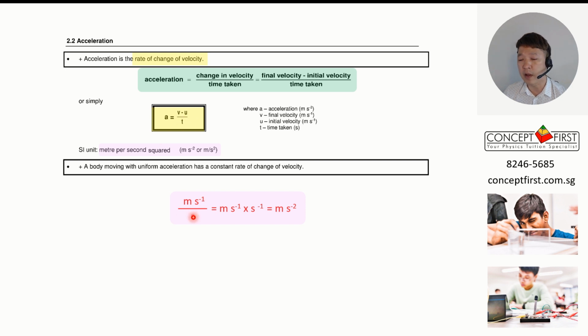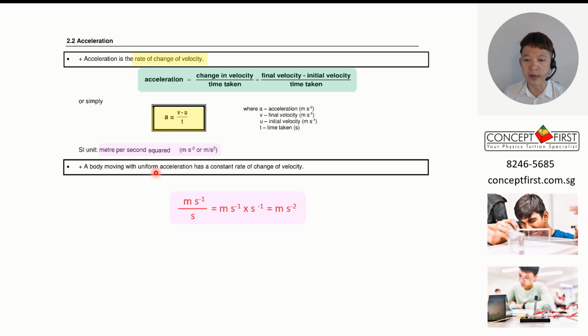Now if you're familiar with the laws of indices, we have 1 over s is equivalent to s to the power of -1. So when you multiply these two, again the laws of indices says that you add up these two powers, you get s to the power of -2. That is why we have the unit for acceleration, meter per second squared.